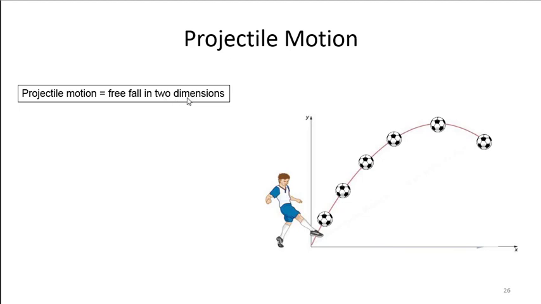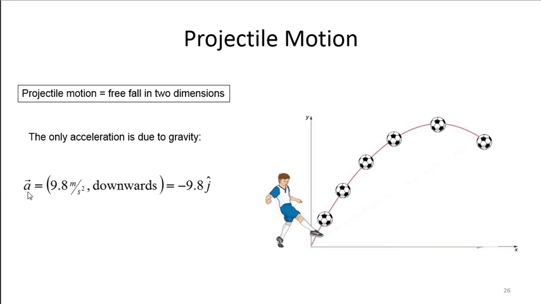So when I say it's in 2 dimensions, the object is moving in 2 dimensions, but it is in free fall. Remember what we said about free fall in the past. The only acceleration of the object is due to gravity. The acceleration, and here we're writing it as a vector, which is a vector, has a magnitude of 9.8 meters per second squared. The direction is downwards. Or I can write it as a component, negative 9.8 j hat. Or I can say the y component of the acceleration is negative 9.8 meters per second squared. The x component of acceleration is 0.